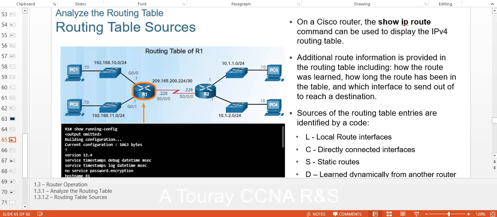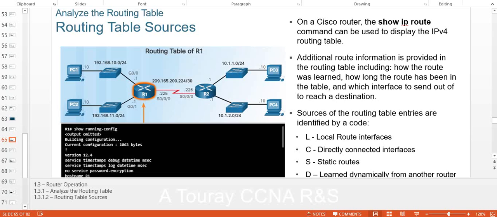Route entries are defined by codes, like for instance L for local interfaces, that is the IP address that's configured locally on the interface itself. C is for directly connected networks, that is the network from which the interface IP comes. The static route is a route that was learned statically because the administrator tells the router how to reach that particular network.